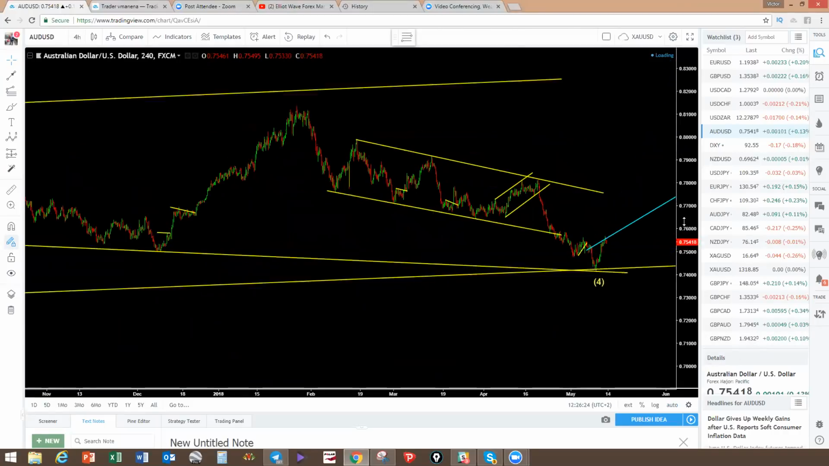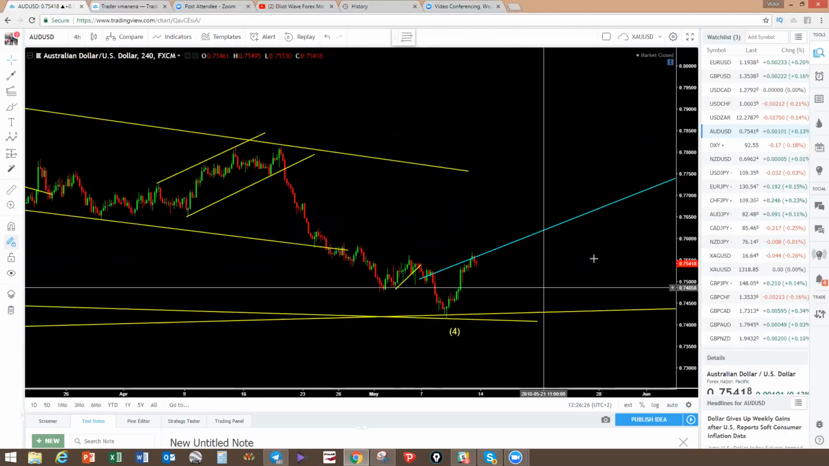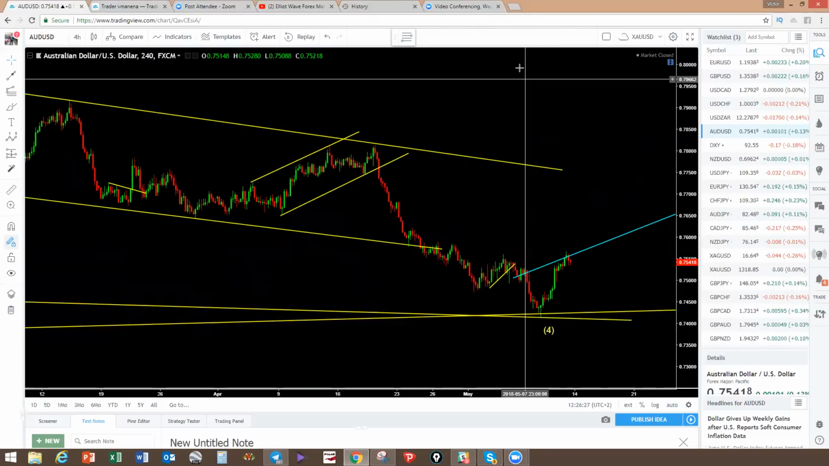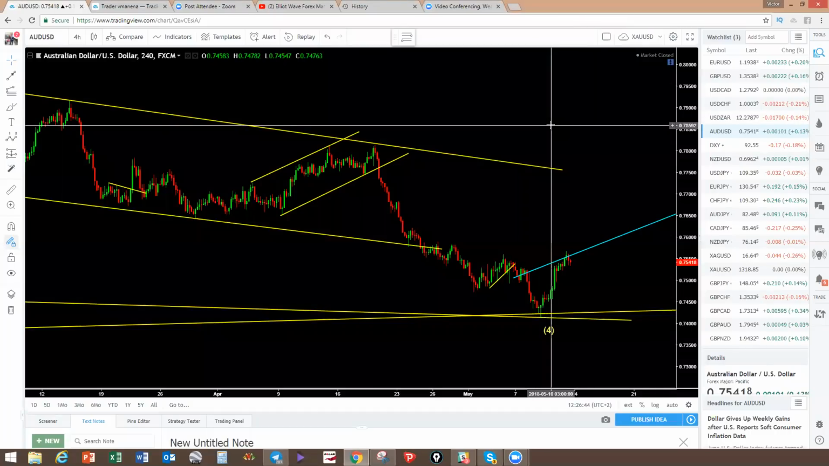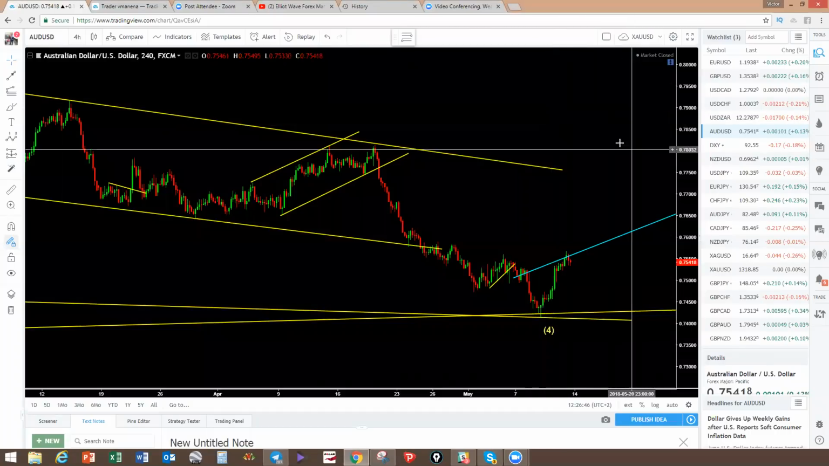On the 4 hour, we've got some kind of an impulse there. It's a convincing impulse. It needs to have a clear lower degree correction there for a move up. So if you get a lower degree correction, you take it up. All right, so that's AUD/USD.